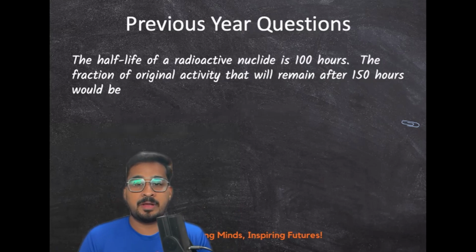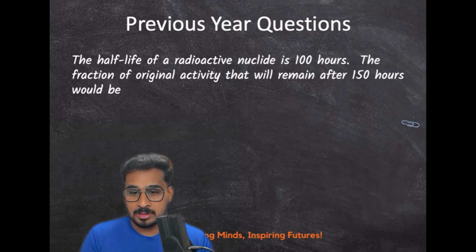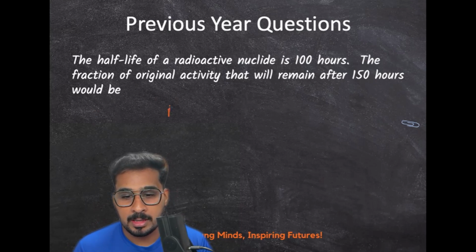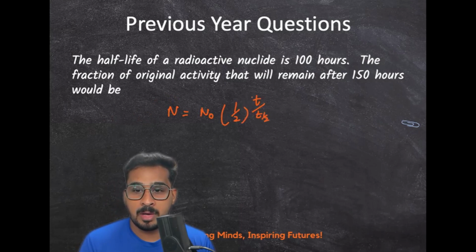Let us discuss some previous year questions. The half-life of a radioactive nuclei is 100 hours. The fraction of original activity that will remain after 150 hours would be. There is one important formula that you need to remember. N is equal to N0 into 1 by 2 to the power T by T half, where T is the amount of time and T half is the half-life of the substance.